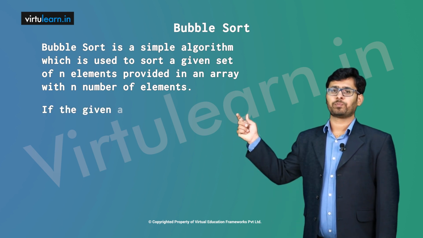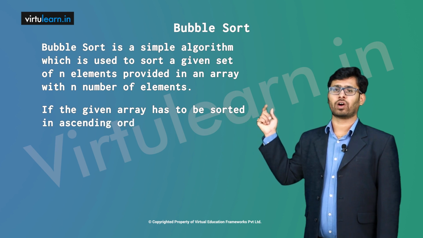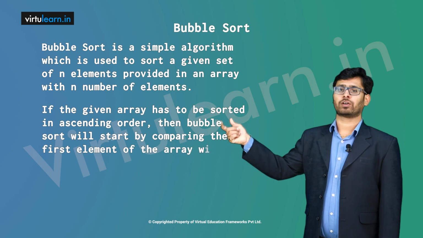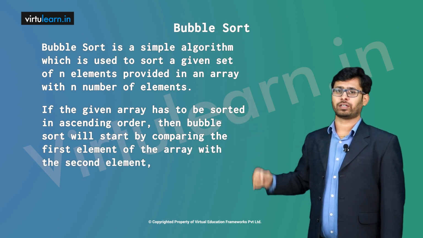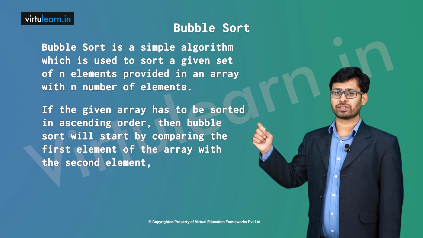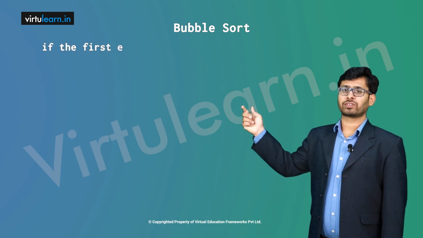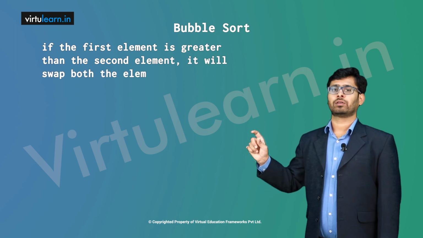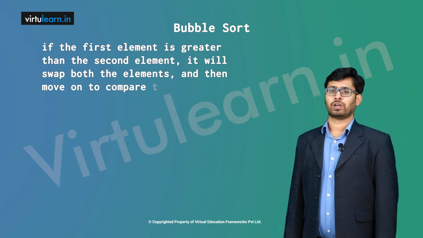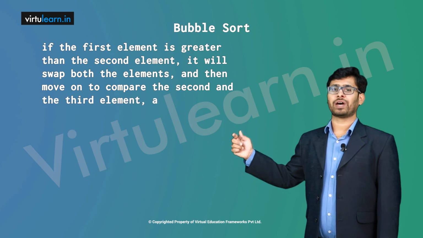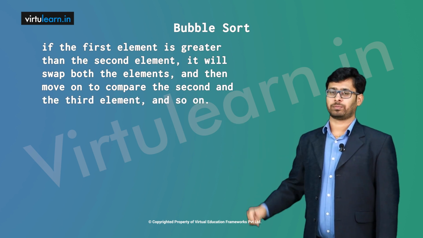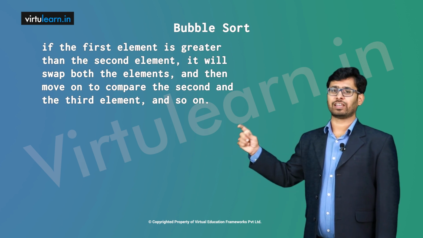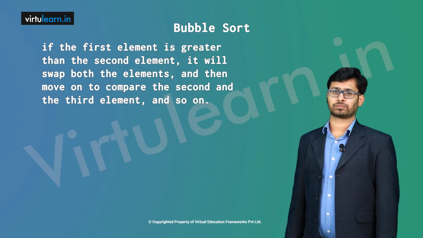If the given array has to be sorted in ascending order, then bubble sort will start by comparing the first element of the array with the second element. So the condition here is, if the first element is greater than the second element, it will swap both the elements and then move on to compare the second and third element. And this process will continue till the elements get into sorted order.